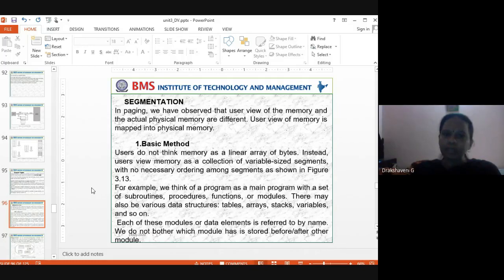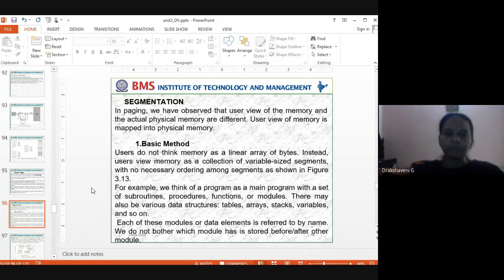So in paging, we have observed that the user view of memory and actual physical memory are different. So the user view of memory is mapped to physical memory. So how do we map? We are dividing the memory into different segments. Segment means divide. So how are we dividing? Again, it's based on how your data is.